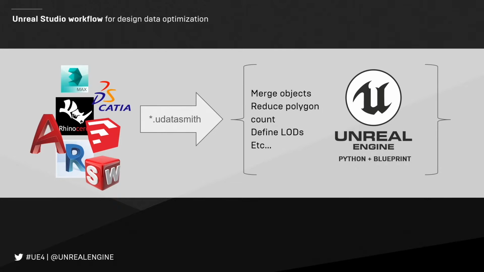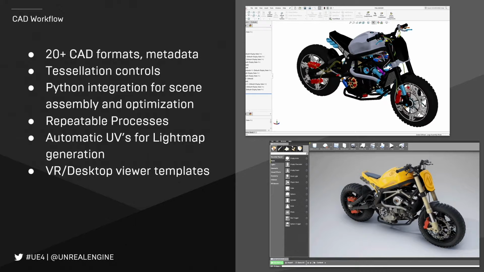So this means that we now have support for 20 plus CAD formats, including metadata. We have tessellation controls. We have Python integration for scene assembly and optimization. It also allows for repeatable processes. We have automatic UVs generated for light map generation. And as well as that, we have a VR and desktop viewer template, and we're looking at expanding on that too.